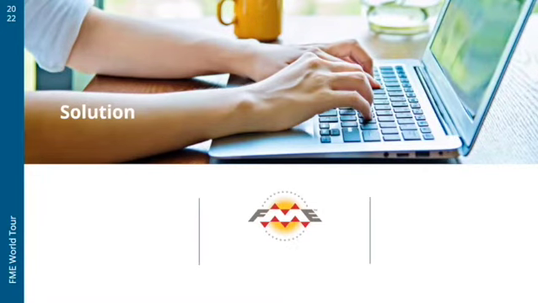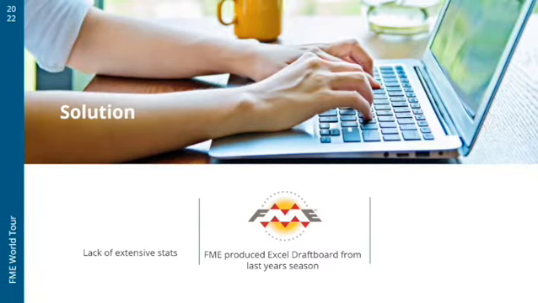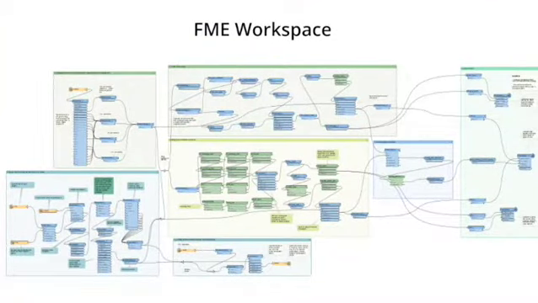So the solution to this is basically, you've got a lack of extensive stats. We've got FME that's going to come in and produce the draft board from last year. And the solution is money won, bragging rights, and competition, sports and all that stuff. So this is the workspace that I came up with.